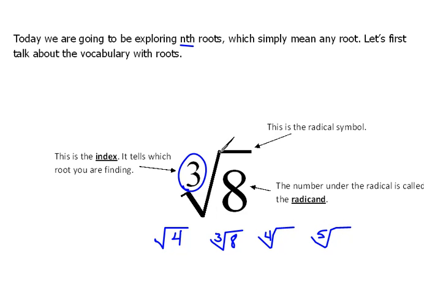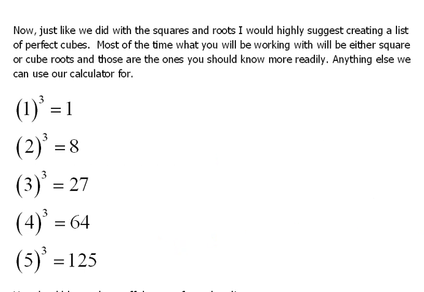The actual symbol itself is called the radical symbol. And the number that's underneath the radical is called the radicand. So we'll be talking about that off and on. I'll be saying things like, well, the radicand of 8, and I expect that you understand what that vocabulary means. So pay a lot of attention to that.